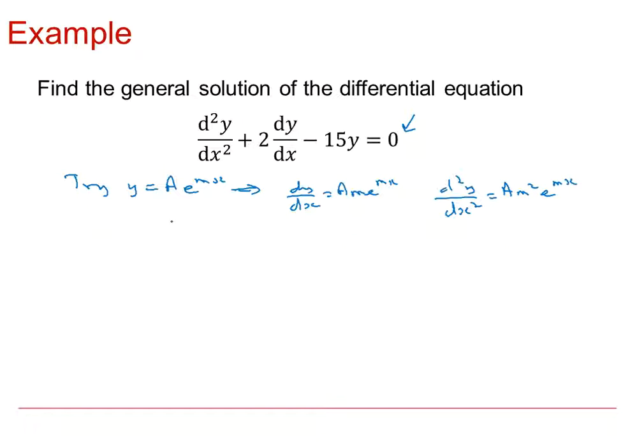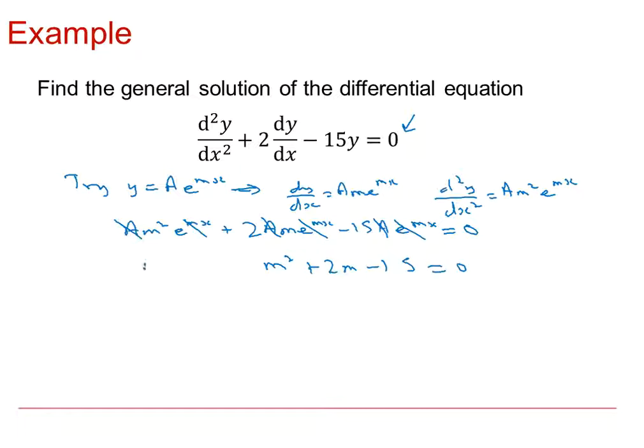If I sub all this into my second order differential equation, I get a m squared e to the mx plus twice the first derivative minus 15y, and it must add up to 0. It's worth noting that a e to the mx will cancel out, and we'll be left with m squared plus 2m minus 15 equals 0, which is the auxiliary equation, or I'm going to call that the AE.